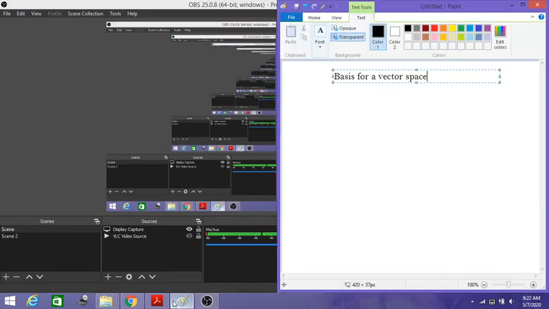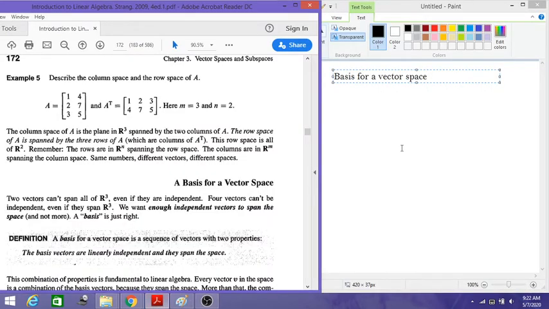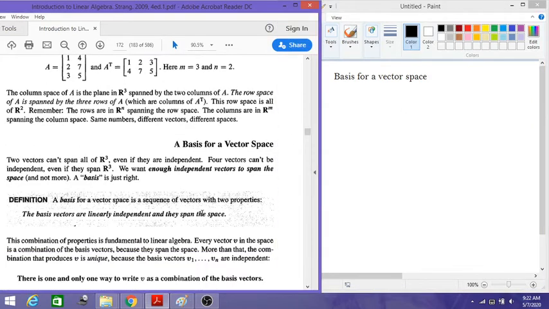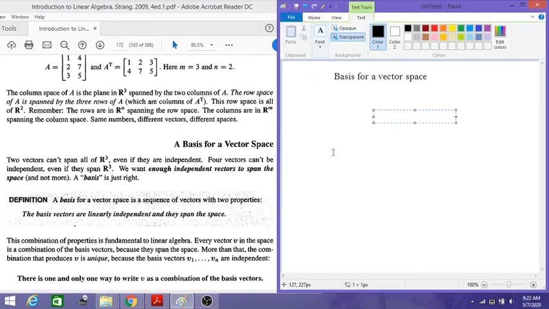So now let's talk about the basis of vector space. So what is the basis of the vector space? The basis of the vector space is that set of vectors which is linearly independent and which spans the entire space. So if the number of vectors are linearly independent and if it spans the entire space, that forms the basis of the vector space.